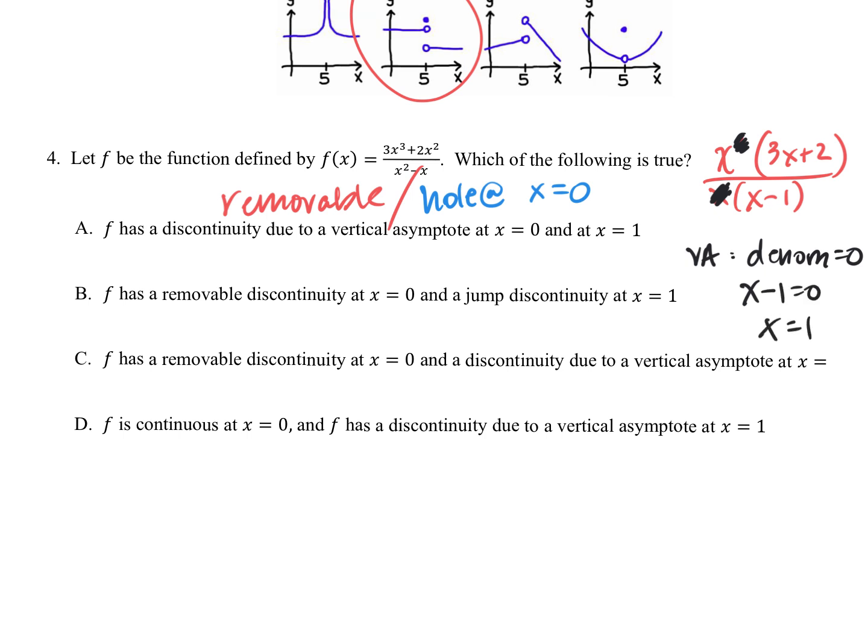So these are good little reminders for yourself. Be like, oh, yeah, we did that, but that was a while ago. A hole is that common factor. Vertical asymptotes are where whatever is left equals 0 in the denominator.